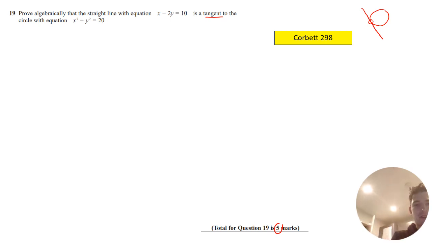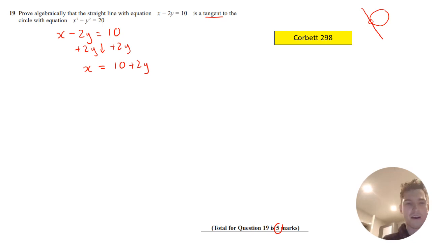So my first step, I'm going to take my linear equation and I'm going to rearrange to make x equals or y equals. Now I think it's a lot easier to make x the subject, because if I made y the subject, I would get a fraction, and I don't want that. It's going to make my life difficult. So that's step one.